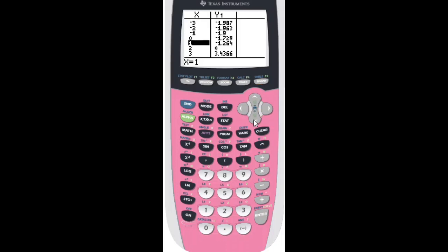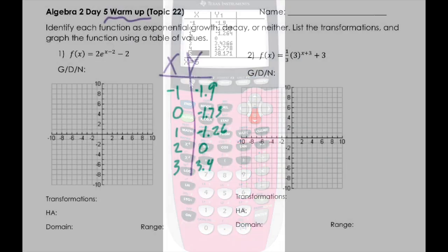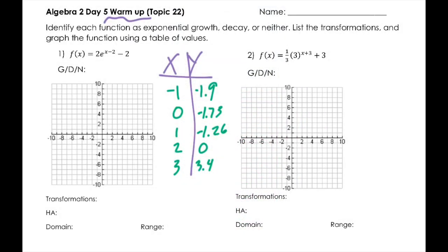Just scroll through, see if you can find some nice whole numbers. If not, you're using decimals. So I pulled these points from my table, so I'm going to go plot these on the graph. And if we looked at our calculator graph as well, we should see that it kind of goes straight across and then shoots up, which tells me it is for sure growth. It's growing as we go from left to right.